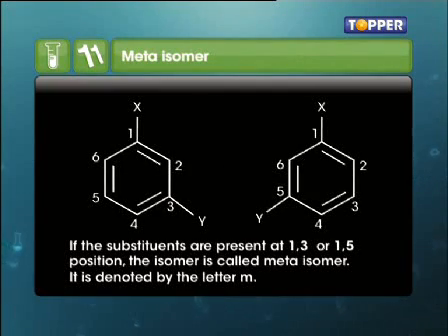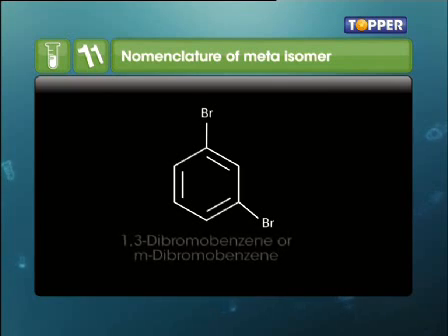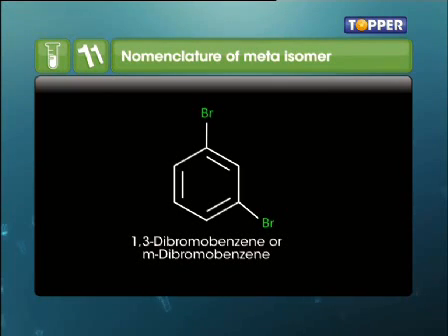If the substituents are present at the first and the third or the first and fifth positions, the isomer is called meta-isomer and is denoted by the letter M. Let us take an example of these compounds. If two Br groups are present at 1 and 3 position, the name of the compound becomes 1,3-dibromobenzene. It is also known as meta-dibromobenzene.